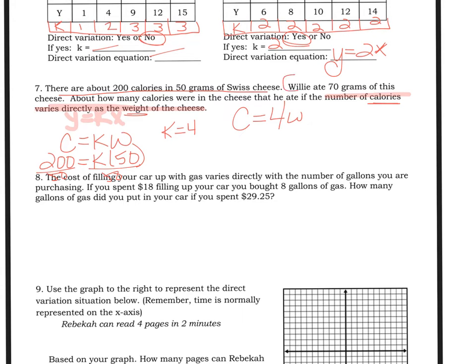So now I'm going to look at my last sentence. Willie ate 70 grams of cheese. How many calories is that? So 70 grams. Am I going to plug that into C or W? I'm going to plug that into the weight. So 4 times 70 is 280 calories.